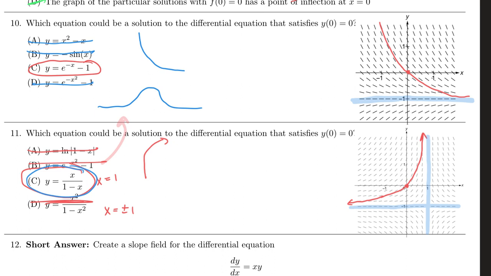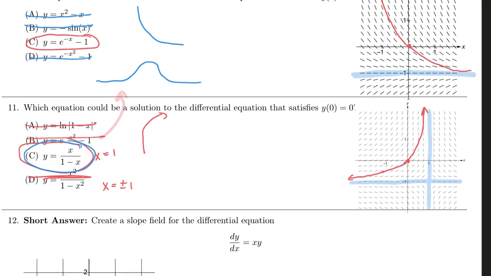And again, just looking at what the graphs look like in comparison to what your answer looks like, you find the right answer.